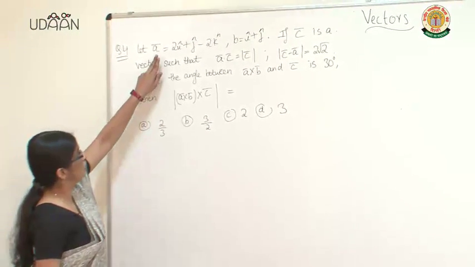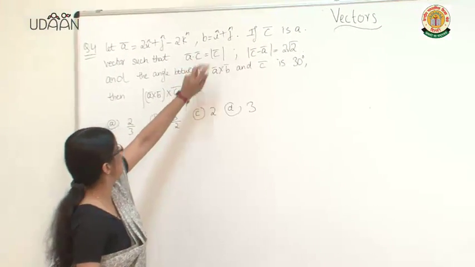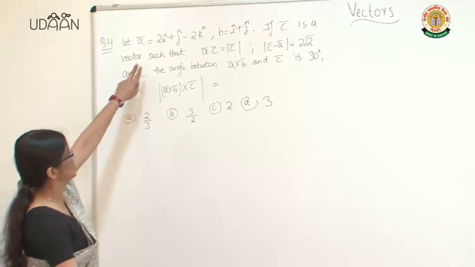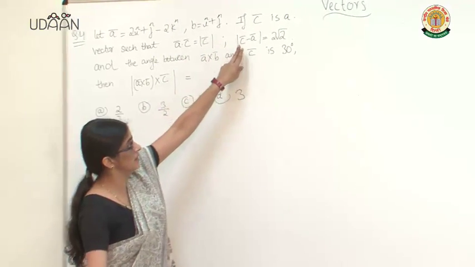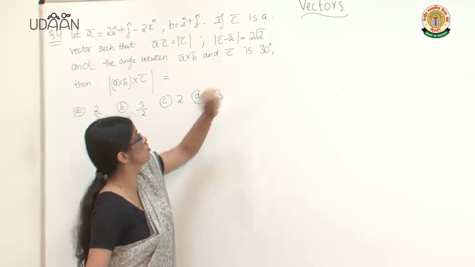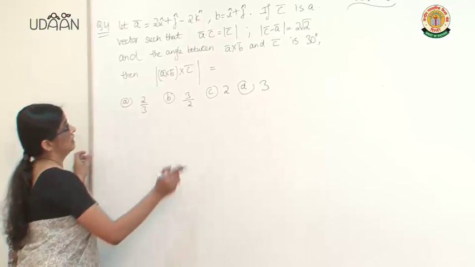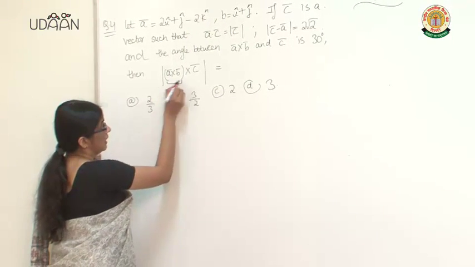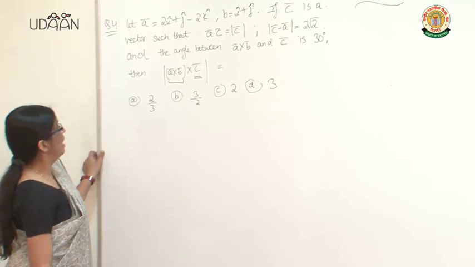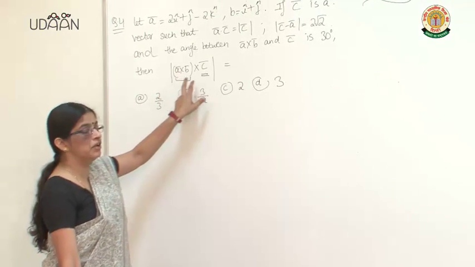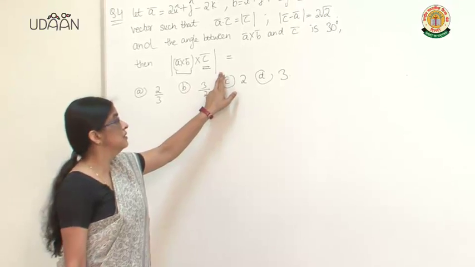You are given vector A and vector B. It's given C is a vector such that A dot C equal to modulus of C. It's given C minus A, its modulus is 2 root 2. Also given that the angle between A cross B and C is 30 degree. We have to find the value of modulus of A cross B cross C.